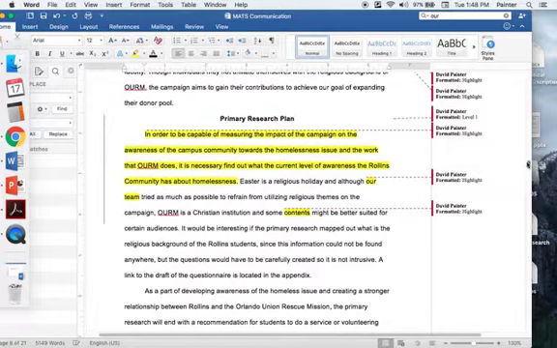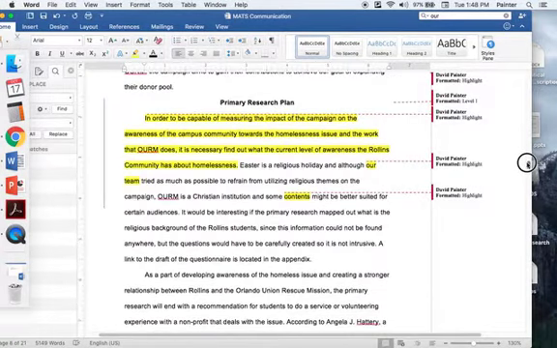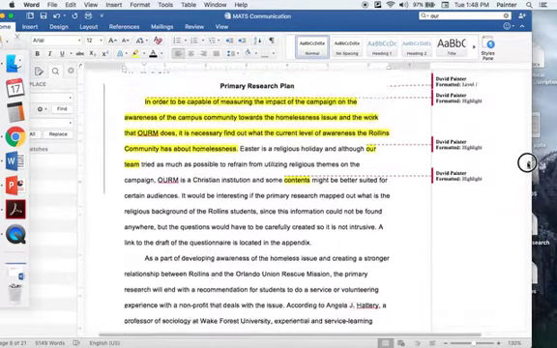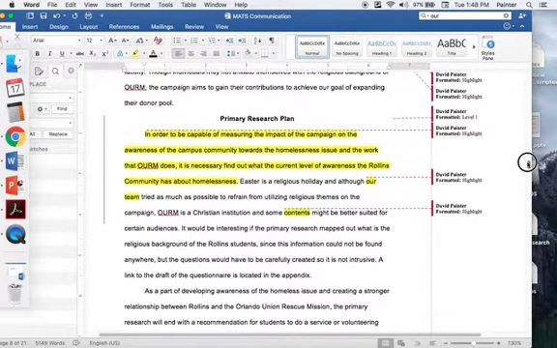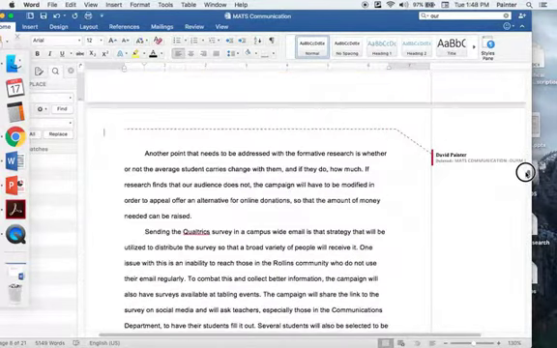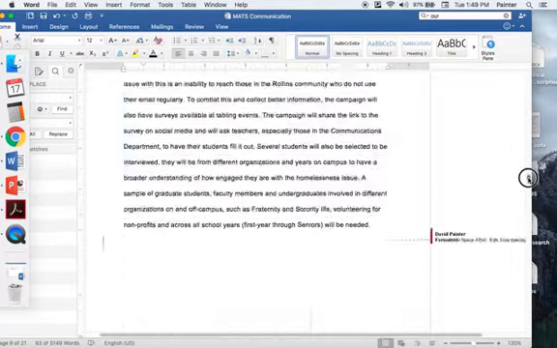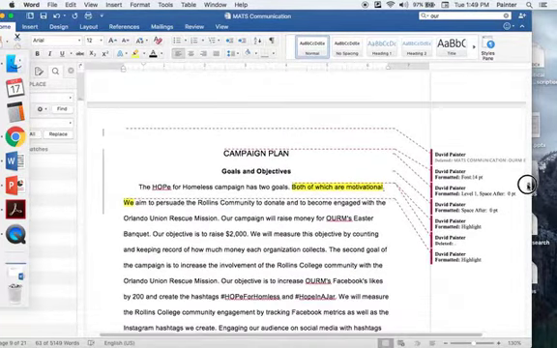And maybe you would want to target people who have strong faith-based beliefs. I think you'd be surprised. There's a lot of people on Rollins College campus that have very strong faith-based beliefs. Okay? You don't need to talk about the campaign in your research plan, right? We save that information for the campaign plan.